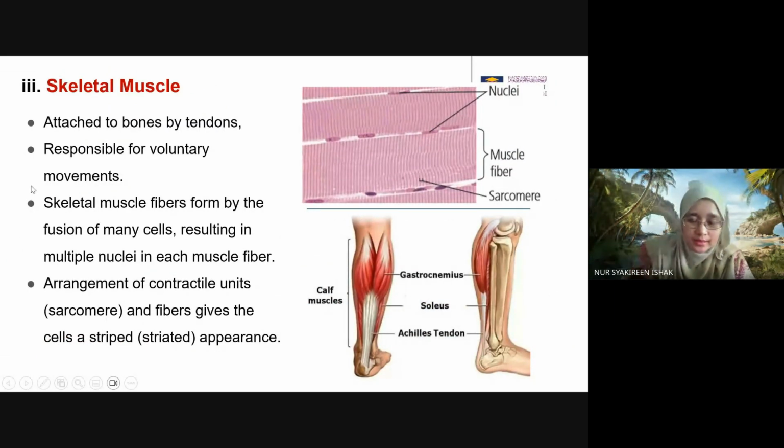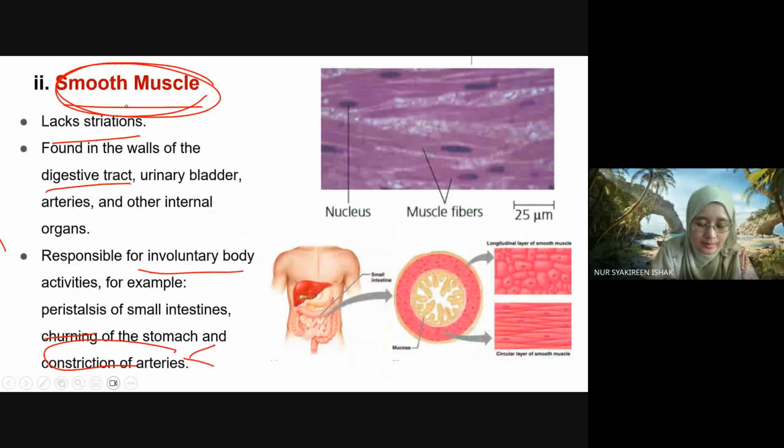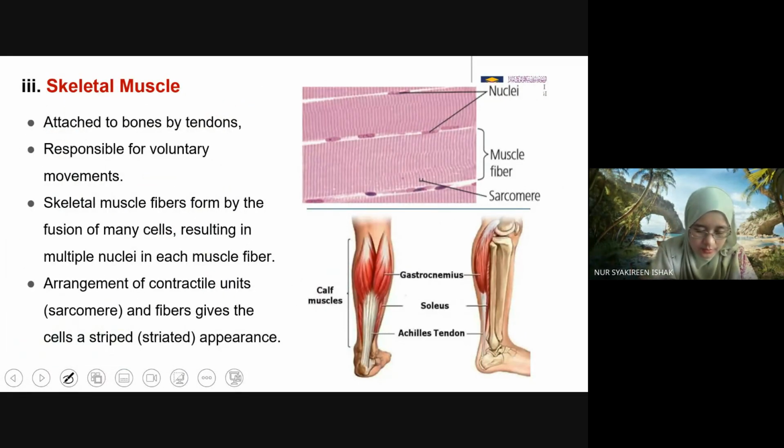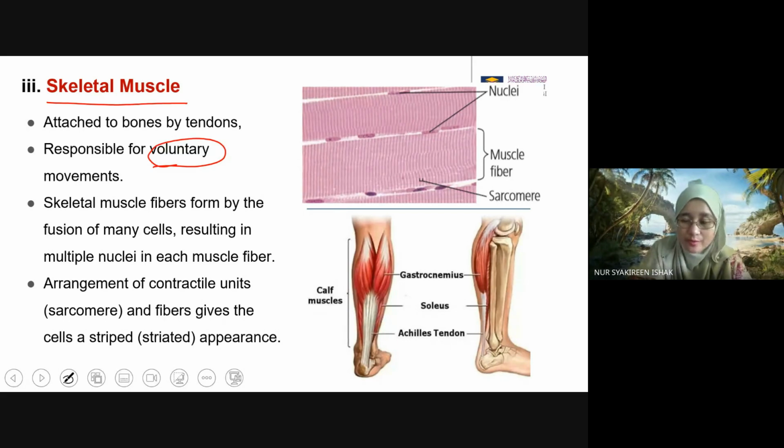Okay, so the next type of muscle is the skeletal muscle. Okay, so skeletal muscle attached to bones by tendons. Okay, and then responsible for voluntary movement. Means that you can control the movement of skeletal muscle. Skeletal muscle fibers formed by the fusion of many cells, resulting in multiple nuclei in each muscle fiber.